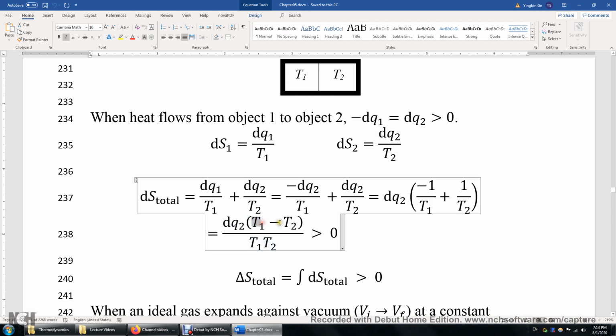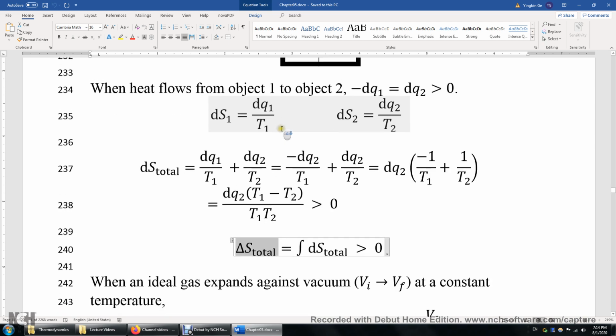Remember, T1 is greater than T2. Therefore, this dS total is positive. The integral of this dS total, therefore, is positive. The entropy of the entire isolated system increases when heat flows from T1 to T2. When T1 is higher than T2, the entropy increases when heat flows from higher temperature to lower temperature.